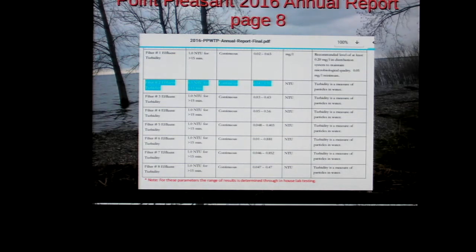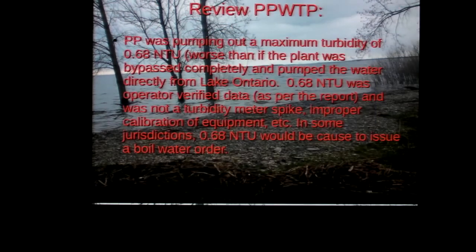Those are some very bad numbers, and if you've got 0.68 NTU going to the clear well, that means the water going from the filters had to have been, for an extended period of time, pumping at much greater than 0.3 NTU. So you have to wonder how long they've had a filter dumping poor quality water to contaminate the clear well to a level where it goes up to 0.68 NTU.